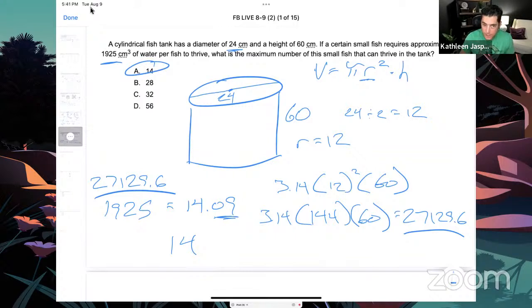This fish tank can, based on the specs of 1925 cubic centimeters of water, only sustain 14 fish and nothing more. Basically, you're just finding the volume, and be careful about diameter because that gives you diameter and you need to find radius.